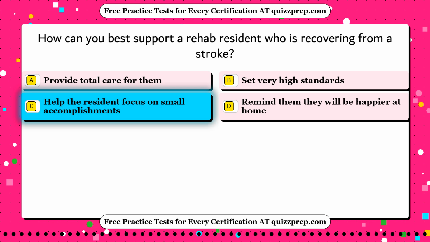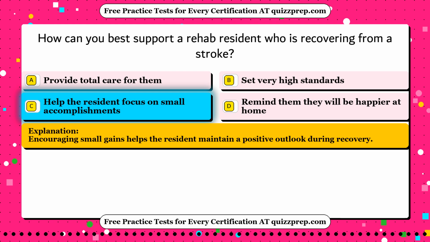The correct answer is option C, help the resident focus on small accomplishments. Encouraging small gains helps the resident maintain a positive outlook during recovery.